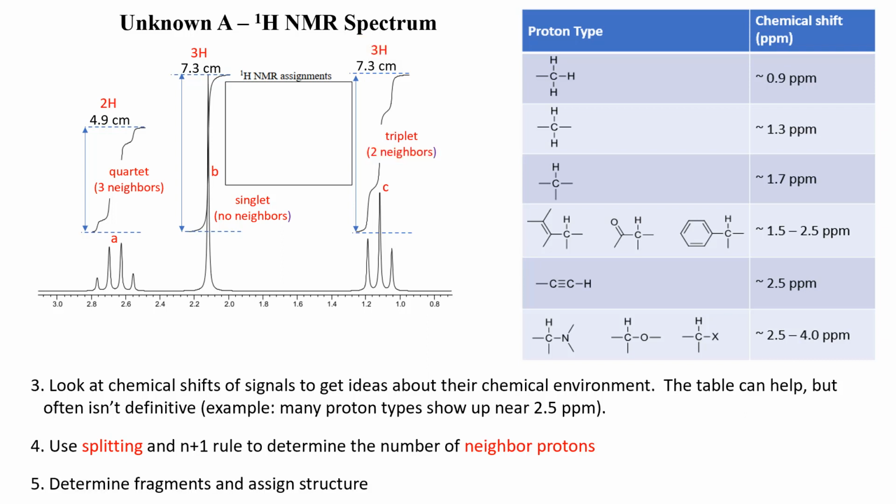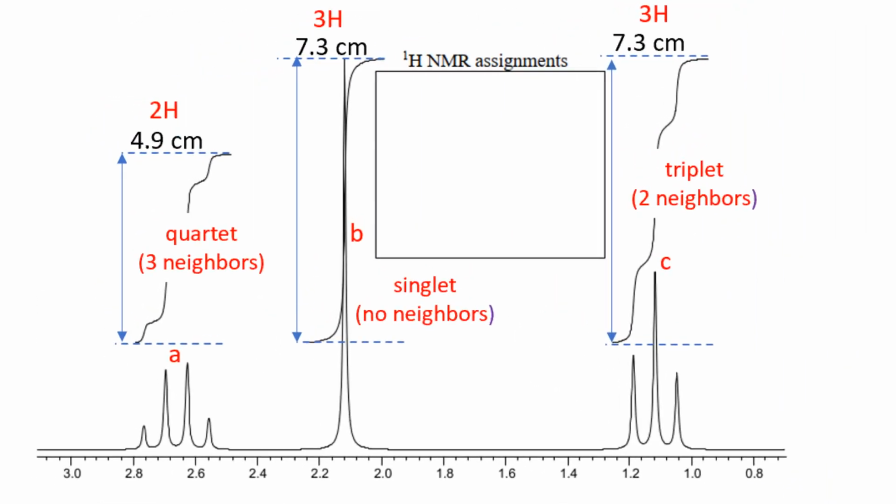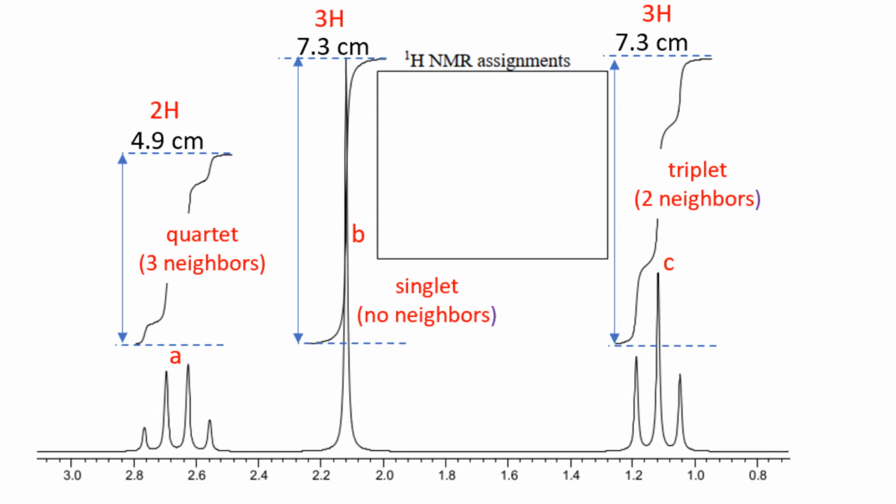Now we need to use this information to determine fragments and then put them together to form a molecule. Let's start with the signal B because that one's simple. We determine this is a CH3 group that's isolated and doesn't have any neighbor protons nearby. Signals A and C are coupled to each other. They're splitting each other. Signal A is from 2 protons that have 3 neighbors, and signal C is 3 protons that have 2 neighbors. This must be a CH2 group that's next to a CH3 group. This is what you get for an ethyl group.